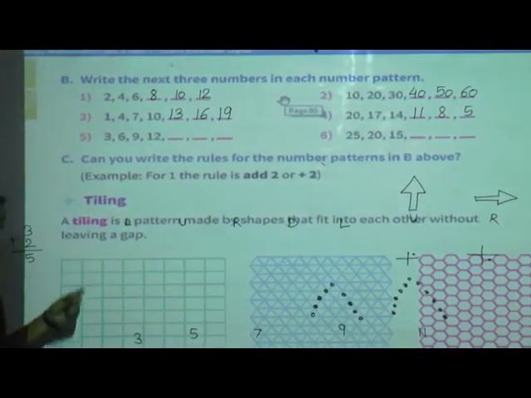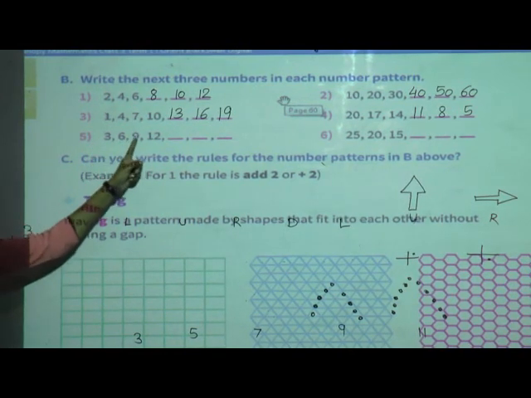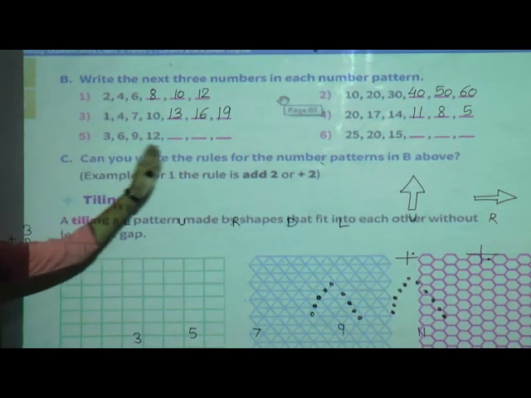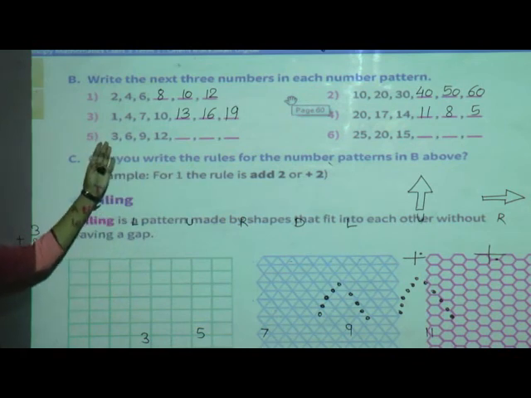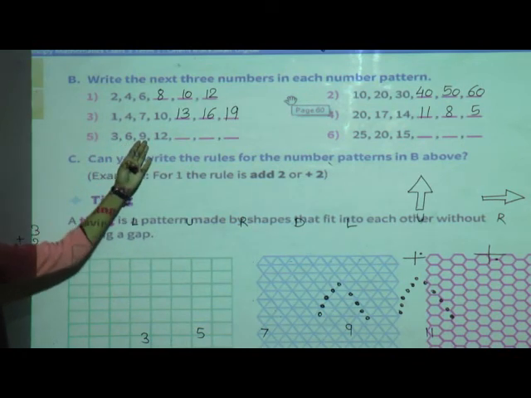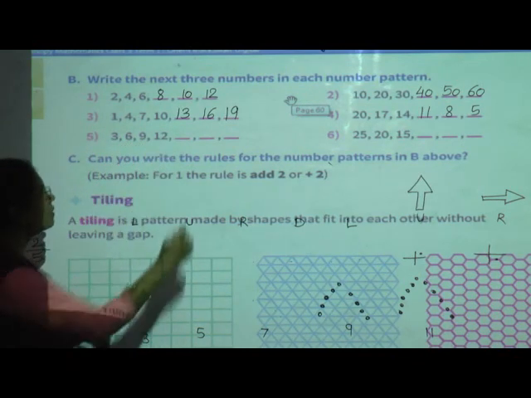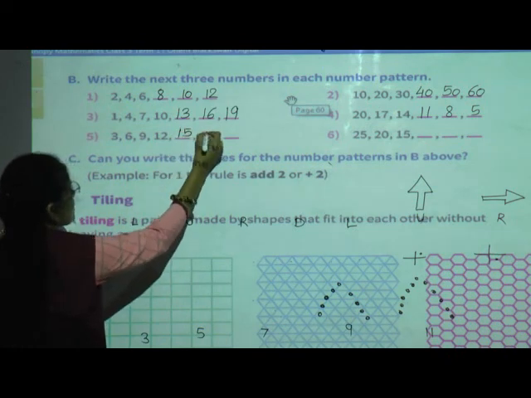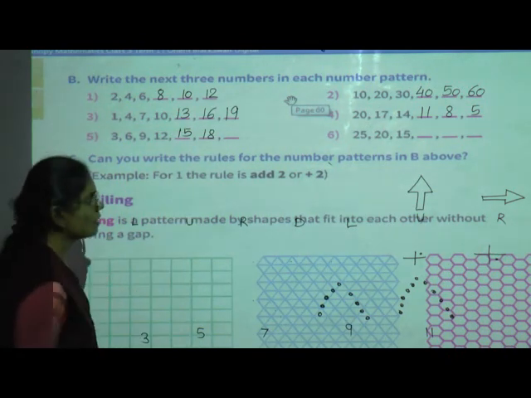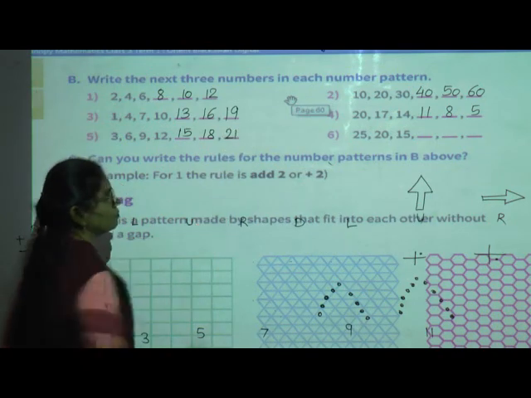5. Okay. Now see, 3, 6, 9, 12. This is the table of 3. Very easy. Okay. 3 1s are 3, 3 2s are 6, 3 3s are 9, 3 4s are 12, 3 5s are 15, 3 6s are 18, 3 7s are 21.